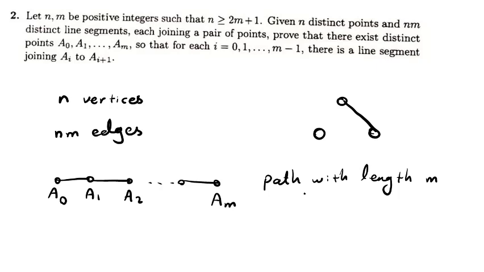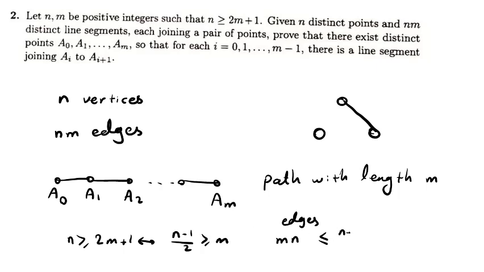Now, n vertices, we have mn edges. So let's consider this inequality. It means what? m is greater than or equal to n plus 1. So it is equivalent to saying that we have how many edges? mn edges is what it says. mn is at most n minus 1 times n over 2, which is n choose 2. So we see that it is logical because the number of edges is at most n choose 2. Between each pair, we have an edge.